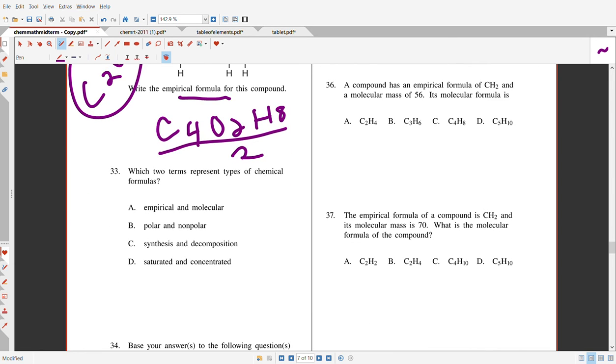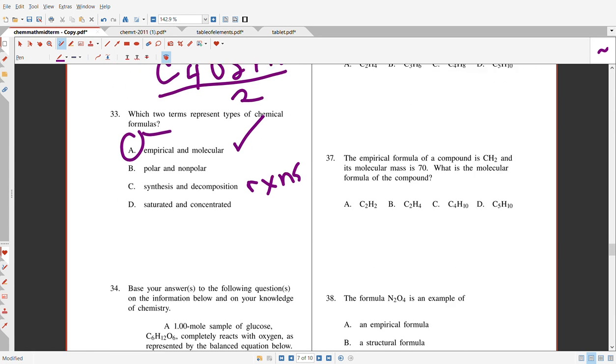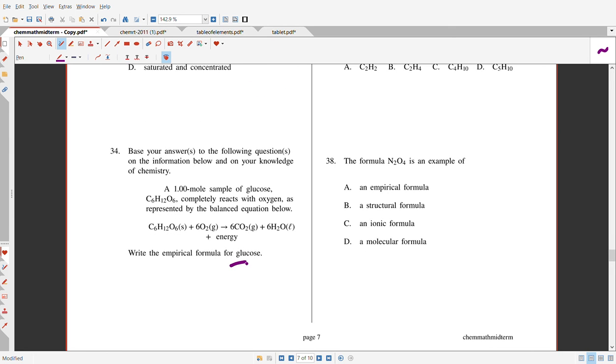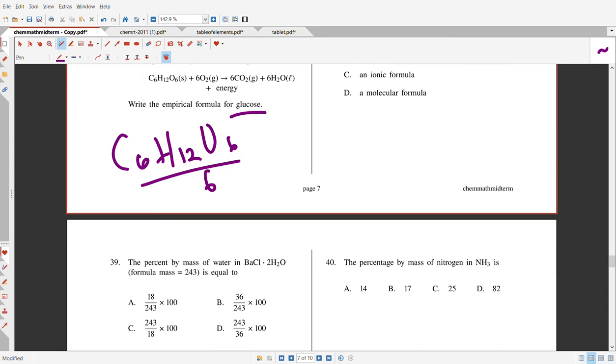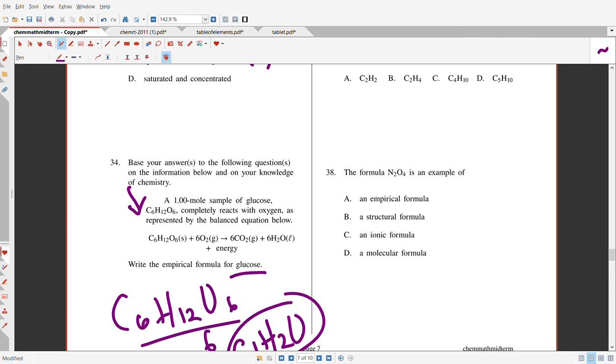Mm-hmm. 2 types of chemical formulas are empirical, molecular. See, these are types of reactions, not formulas. Formulas are the actual or the most reduced. What's the empirical formula for glucose? And they said this is glucose, so we could divide by 6. This one's definitely going to be on the midterm. So it's C1H2O. They always put that one on.